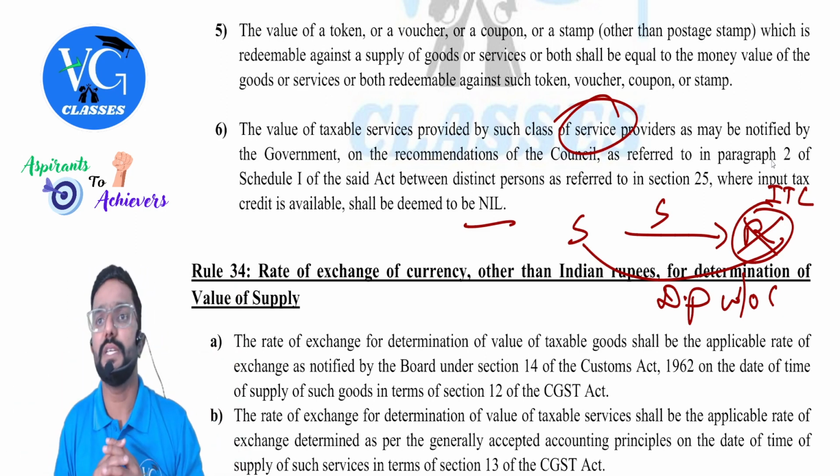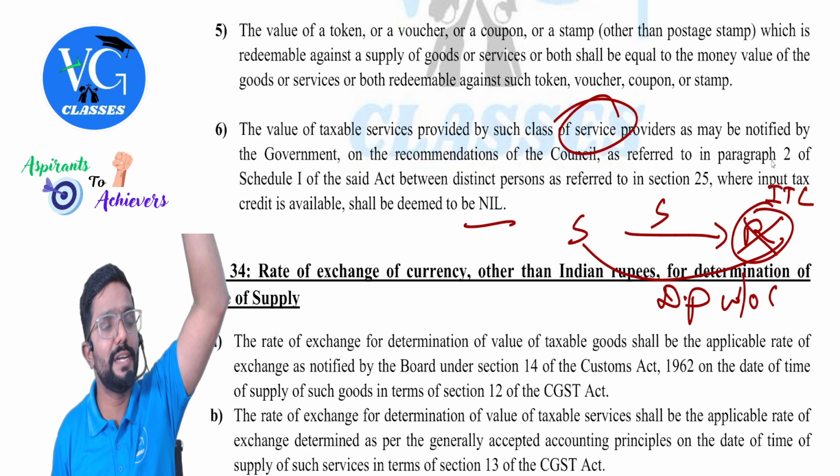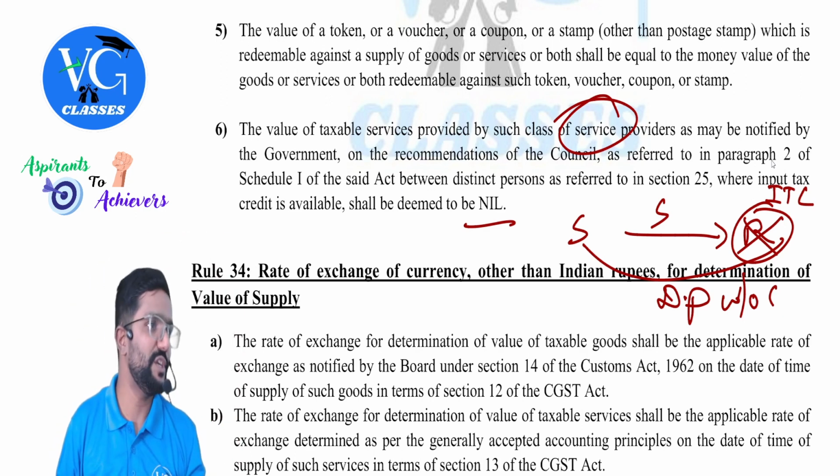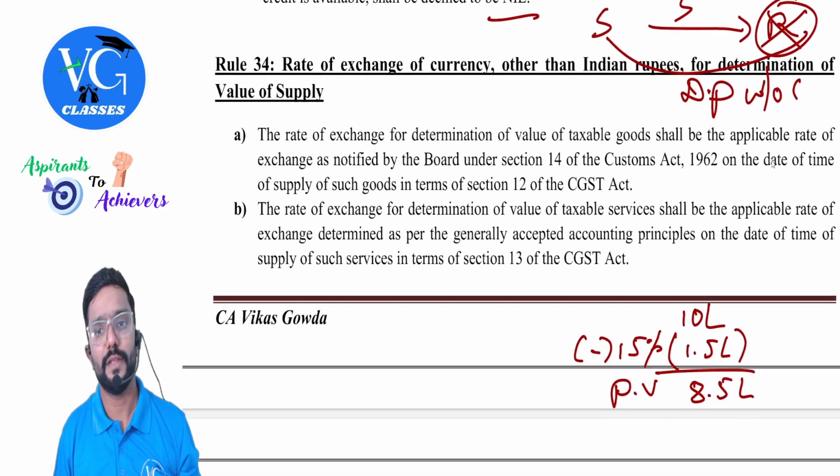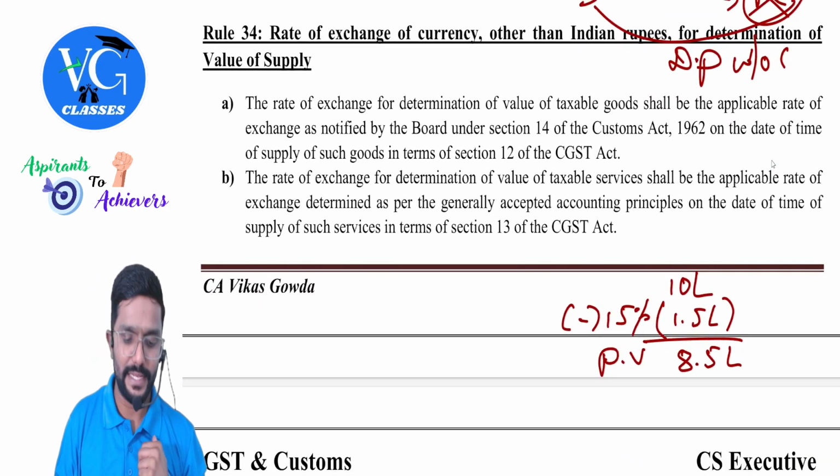There is a supply without consideration. Should we apply valuation rules and determine the value of supply? Yes, we should. Fine. Done with it. Then rule 34, guys.